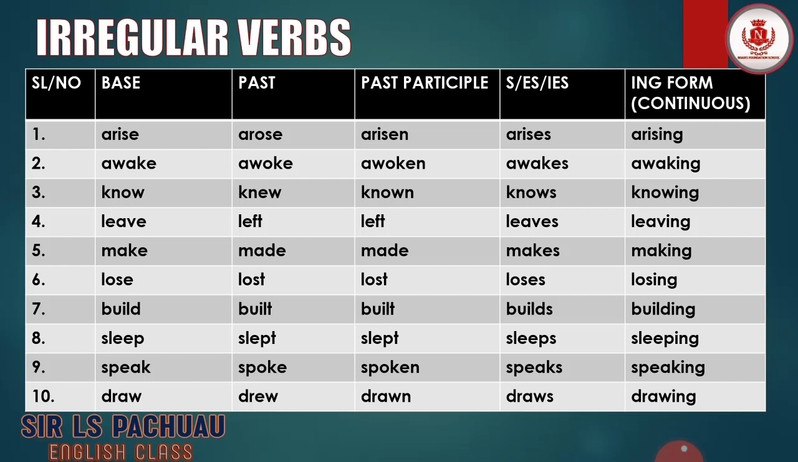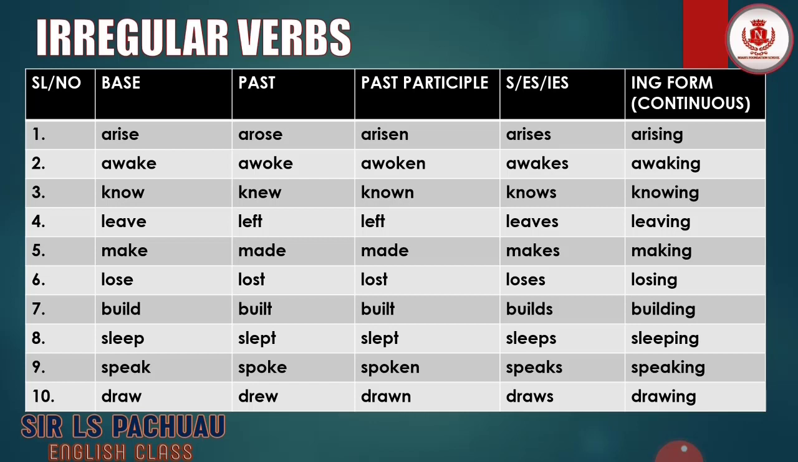What difference did you find? Here awake also we conjugate into awoke, not awaked. No, awoke. The past tense or the second form of the verb is awoke. It doesn't end with an ed anymore. So those kinds of verbs that do not end with an ed are called irregular verbs. In the past participle also it's different: awoken. Know will turn into knew, K-N-E-W, and in verb 3 it will be known. And knows and knowing will be the same.